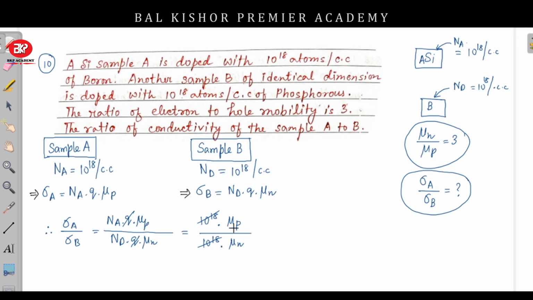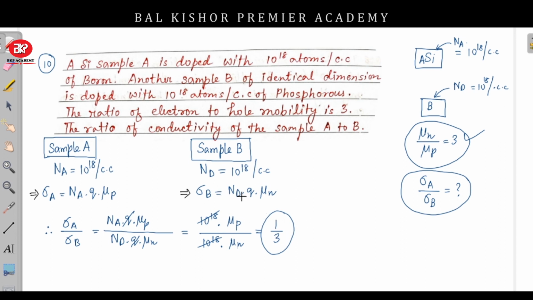तो यहाँ पे है mu p by mu n, but mu n by mu p is 3. So we can say that sigma A by sigma B will be 1 by 3. So this is the ratio of the conductivity of the sample A to B.